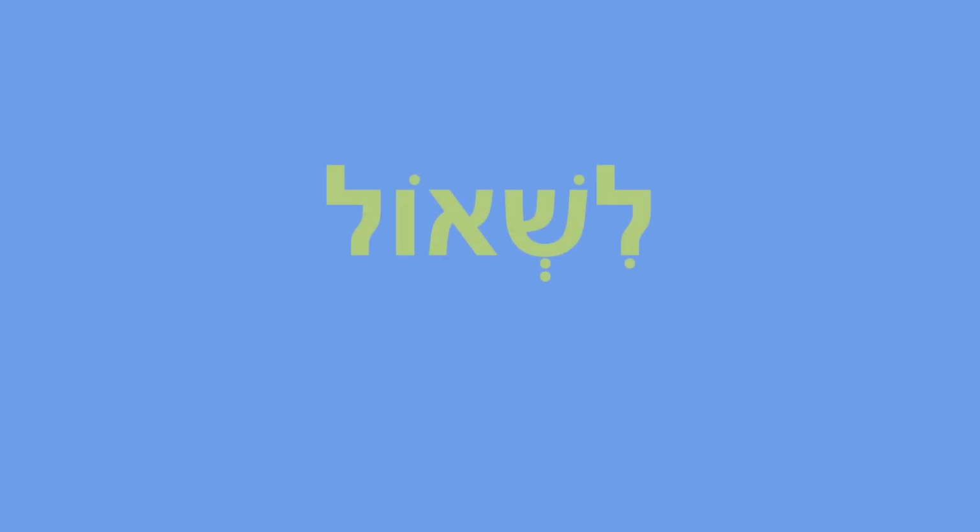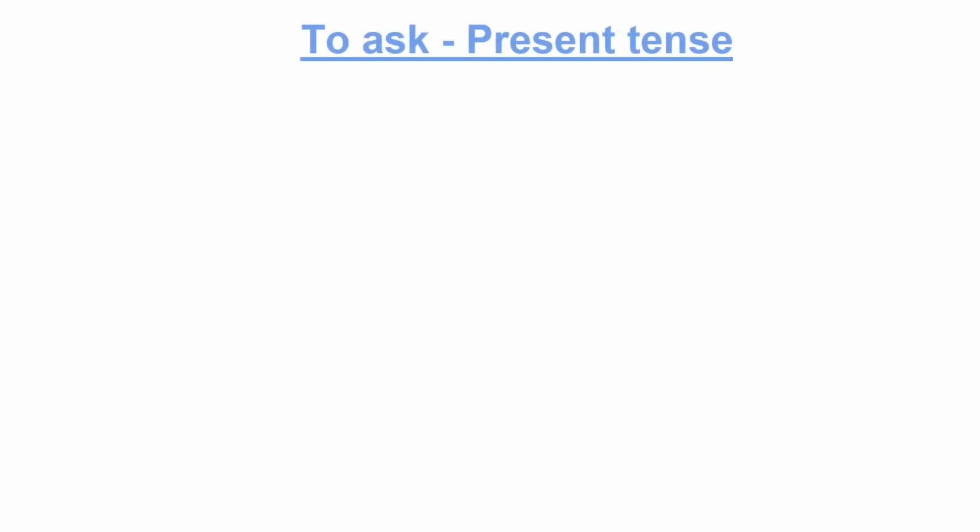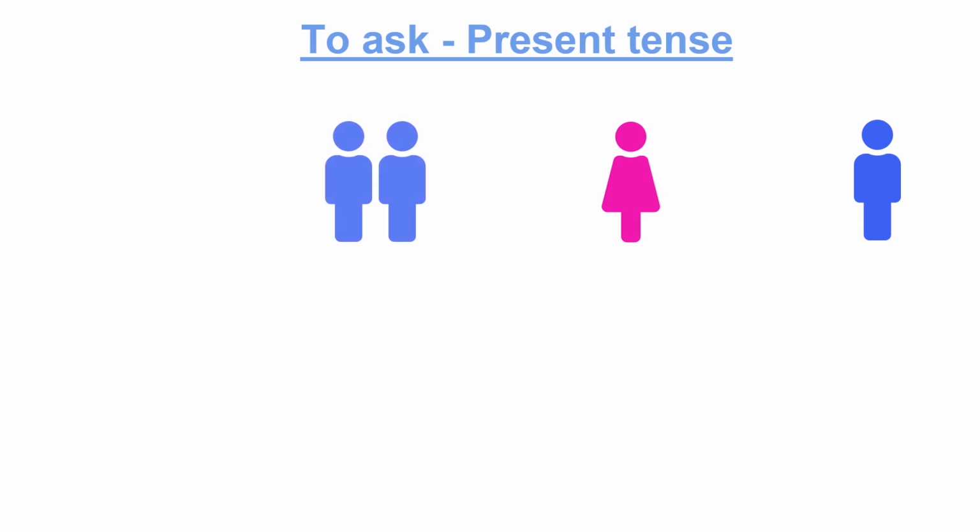In this lecture, we're going to learn the verb lish'ol, the verb to ask in Hebrew, lish'ol. And now let's see how do we conjugate the verb lish'ol in the present tense. The verb to ask in the present tense, just like all verbs in Hebrew, has only 4 conjugations. One for masculine singular, one for feminine singular, one for masculine plural, and one for feminine plural. The verb lish'ol conjugates like so.